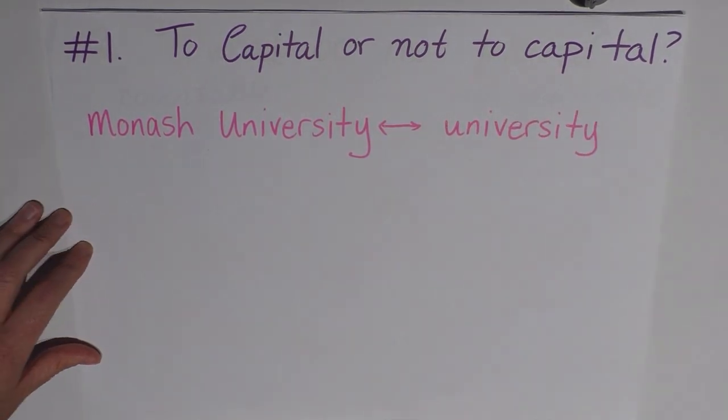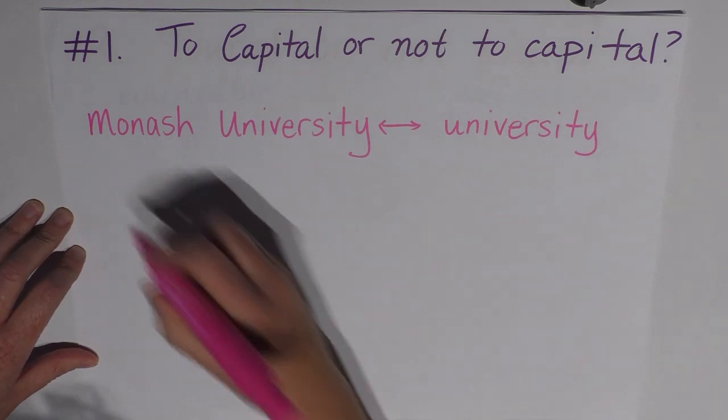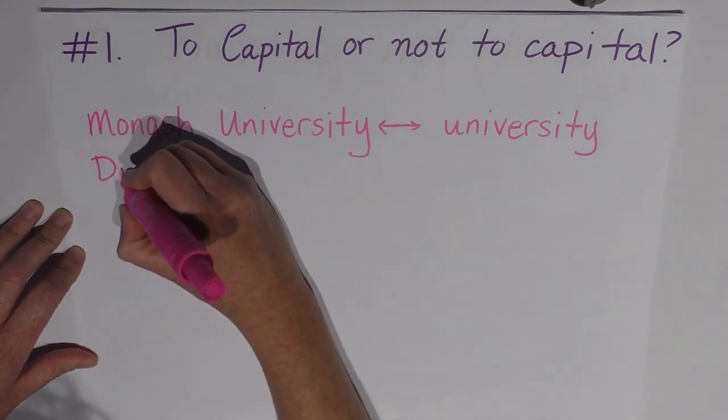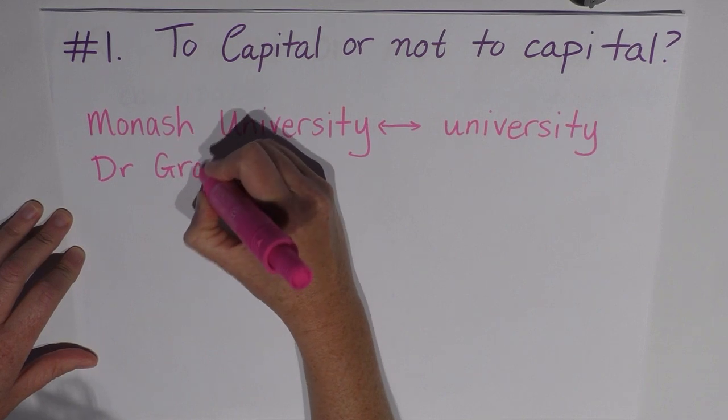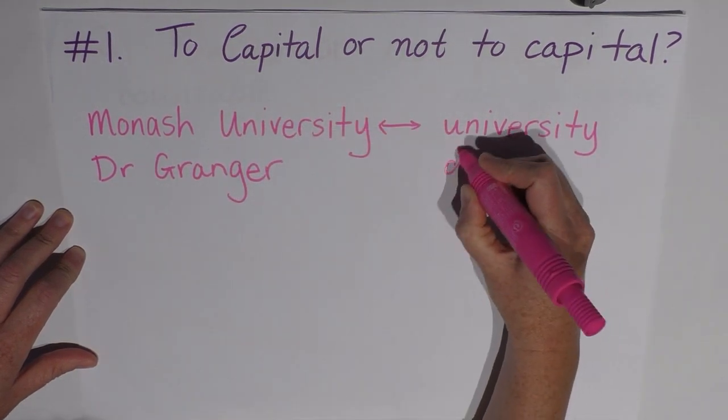Now, many people confuse this when talking about professions, such as writing that someone is a doctor and using a capital D, even when it's not part of the doctor's name. So Dr. Granger has a capital on both the D and the G in Dr. Granger, whereas he is a doctor takes no capital at all.